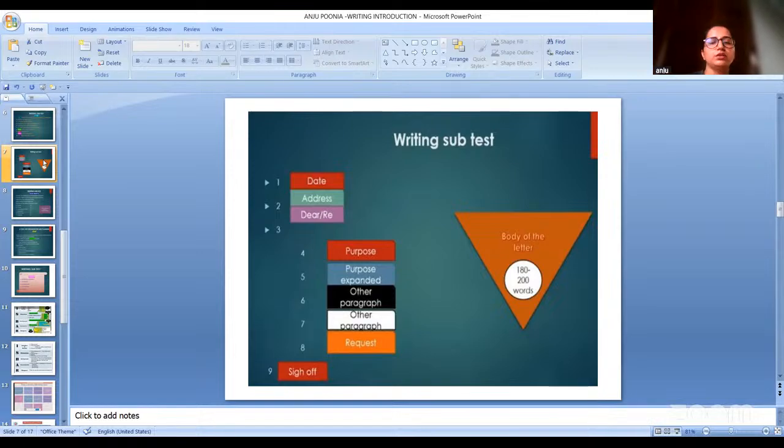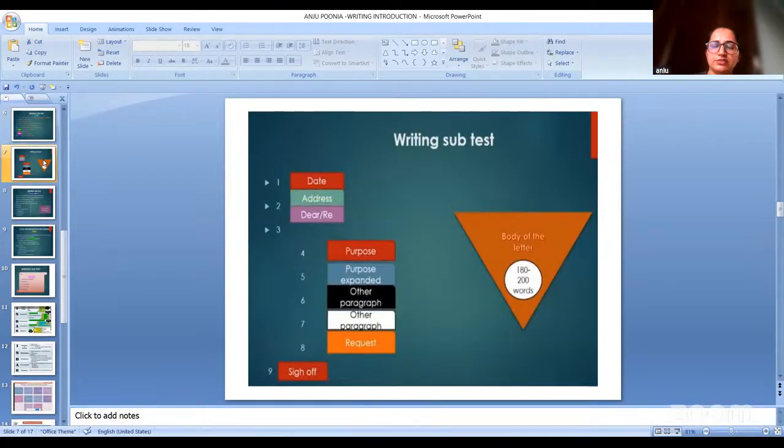We can't say it is only three paragraphs that we need to mention. It is based on the patient information and the writing task, so we can make three or four paragraphs, but we need to make the paragraphs in a cohesive manner. Then there is a sign off. The sign off is "faithfully", and after that we need to mention our name.